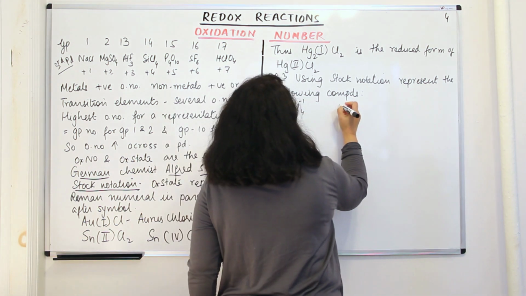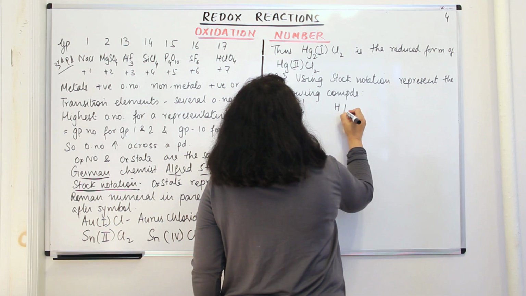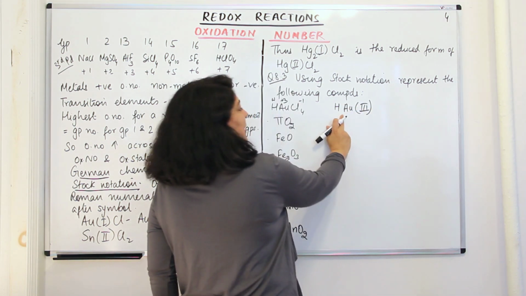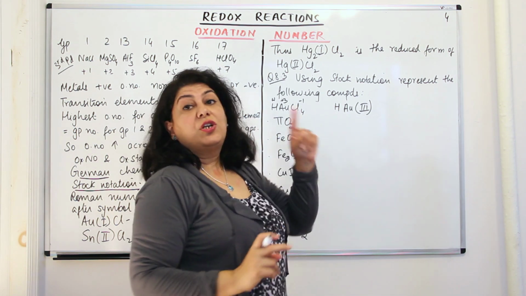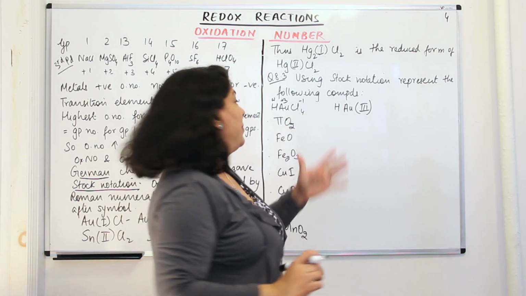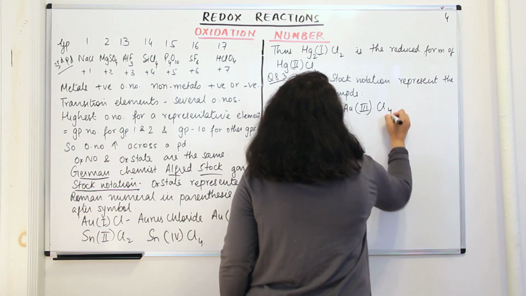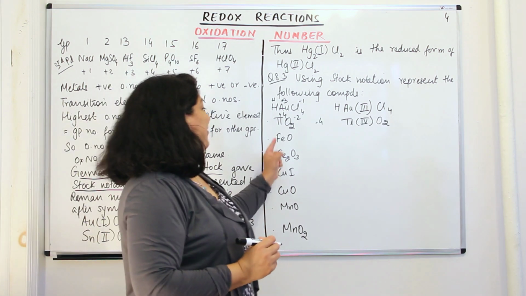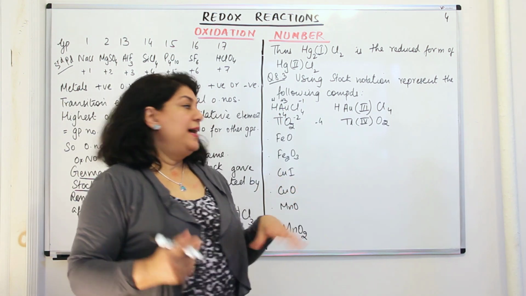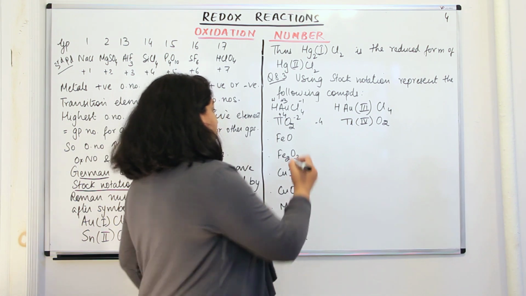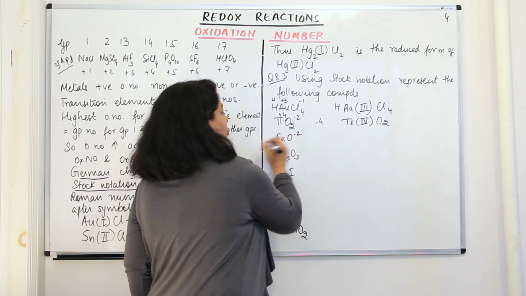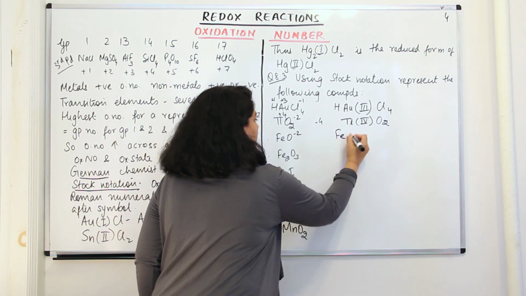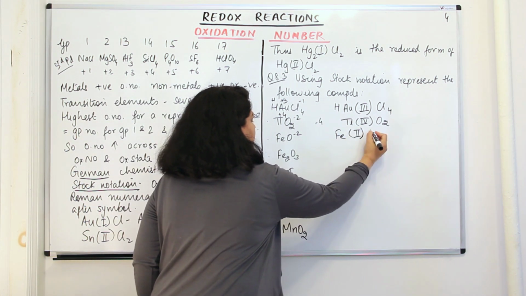So how will you write the formula in stock notation? It will be HAu, and here you write 3. Remember, we are not writing it for H because H is not a metal, and stock notation is only written for metals. And Cl4 is the stock notation for this compound. Next, FeO: you need to find out the charge on iron. Oxygen is -2, so iron should be +2 in order to balance it. So you write Fe, and you write 2 in the bracket, and O.